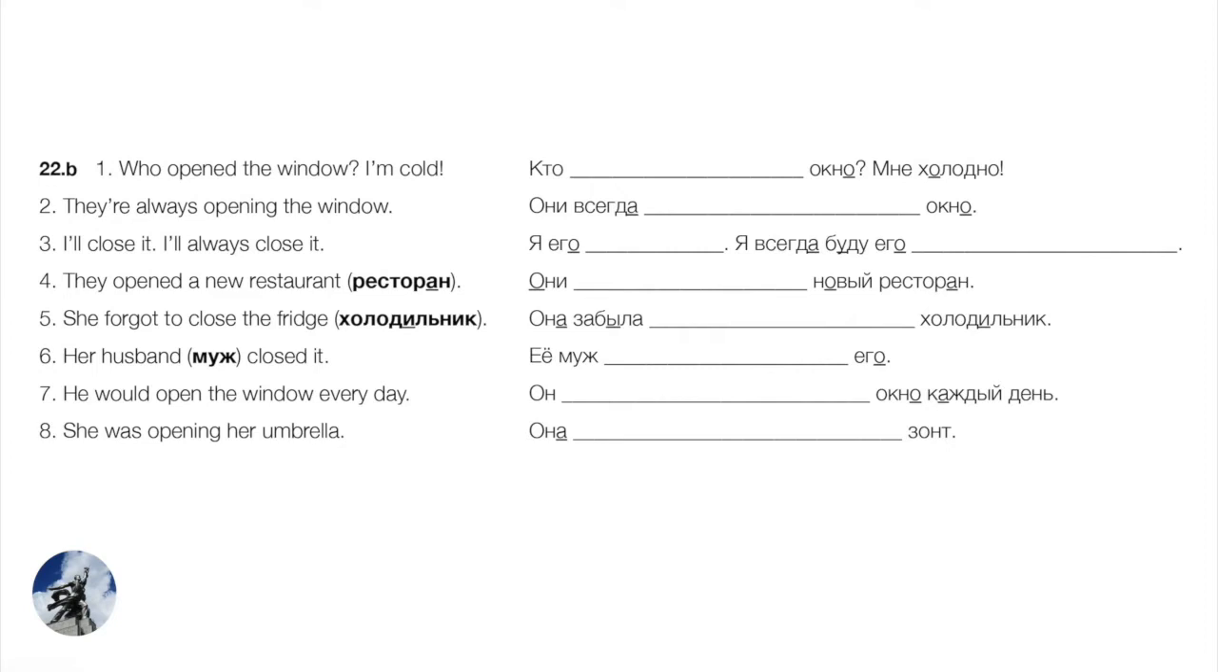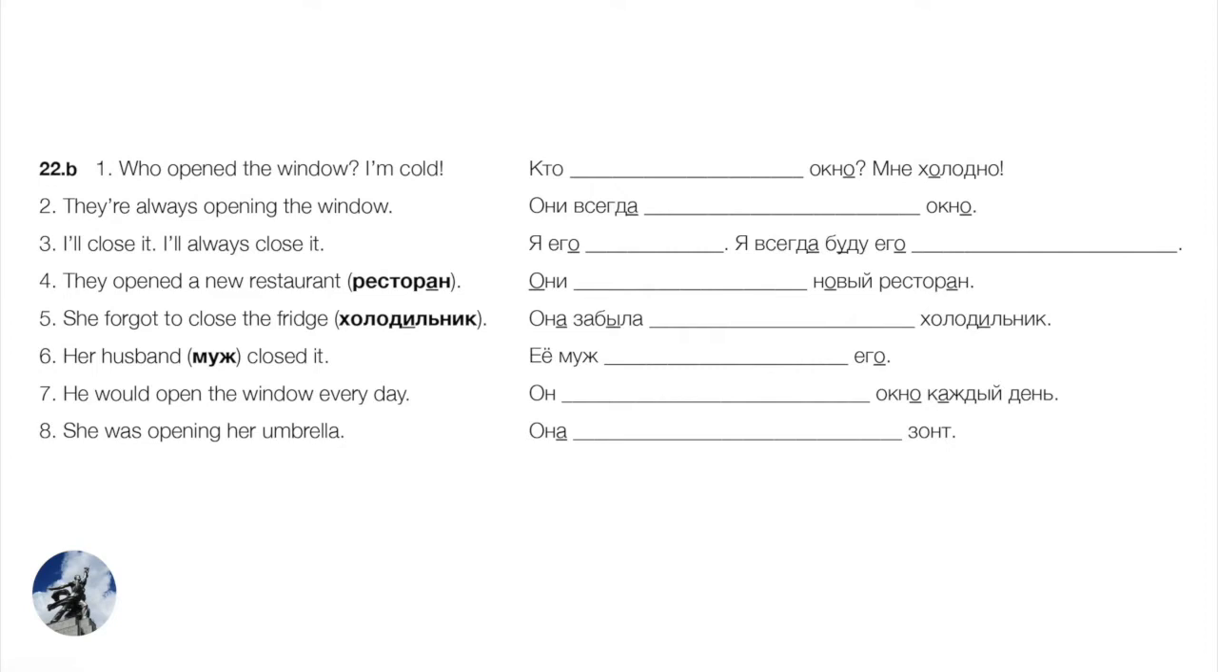Okay, number 2, they're always opening the window. Okay, now let's see, we need present tense, right? They are always opening. It's present tense. It's also repeated action. Они всегда открывают окно. Number 3, I'll close it. I'll always close it. Okay, so first sentence seems like a one-time thing. I'll close the window, perfective. But the second one, I'll always close it. We have repetition, so that's going to have to be imperfective.